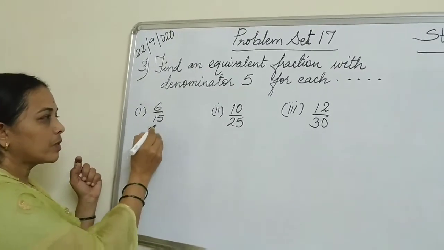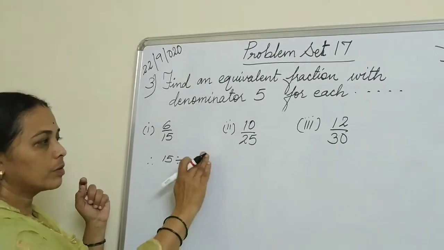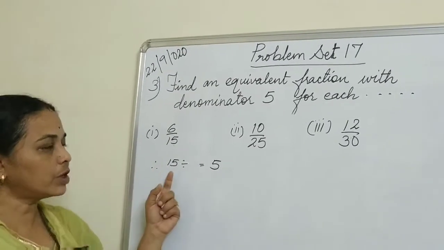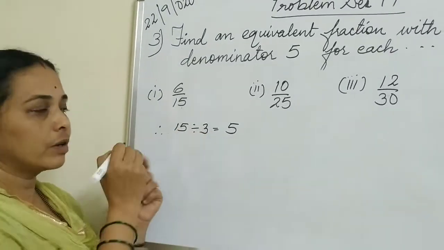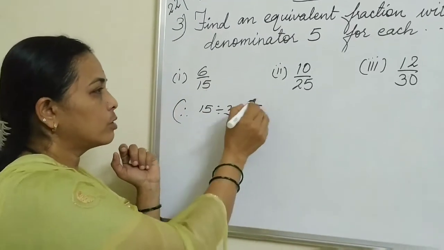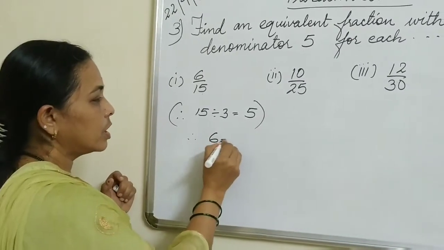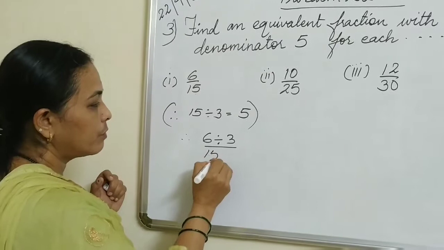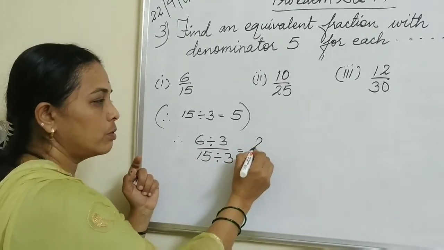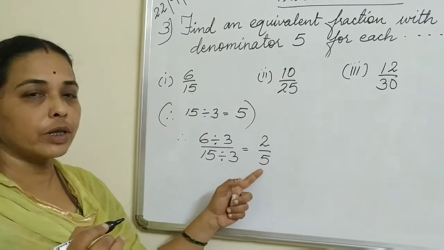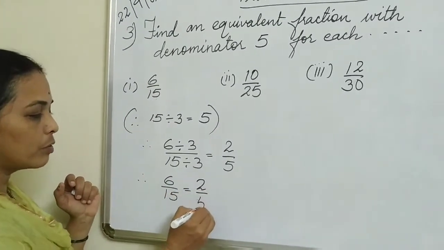So let's see 15. Which number can divide 15 to get 5? You know it is 3. 15 divided by 3 we get 5. So this is giving an idea to divide both the numbers by 3. Therefore 6 divided by 3 upon 15 divided by 3. We get how many times? That is 2 upon 5. We have got the denominator 5. Therefore 6 upon 15 is equal to 2 upon 5.